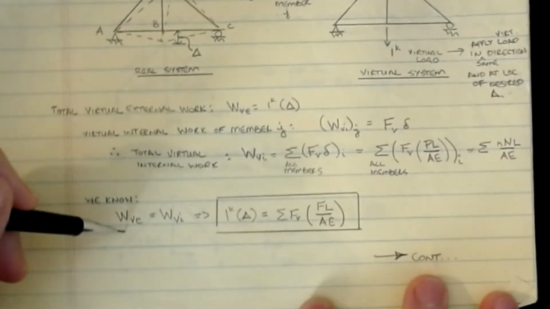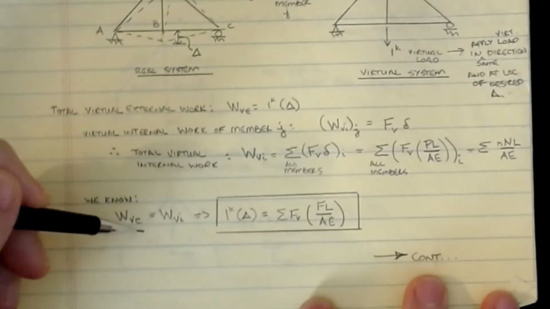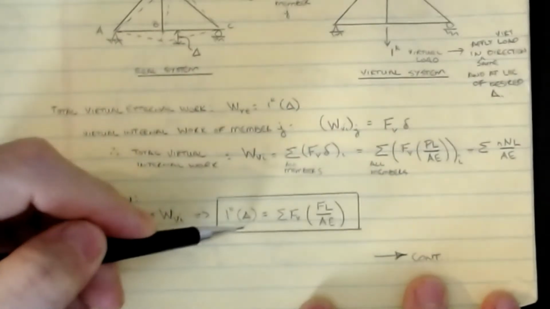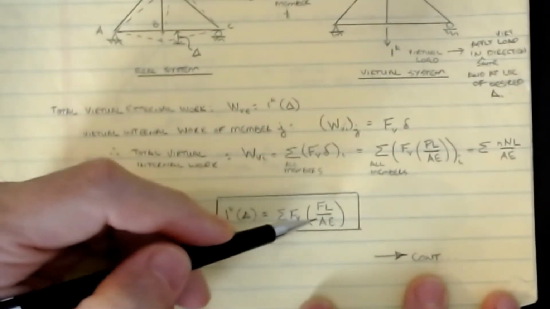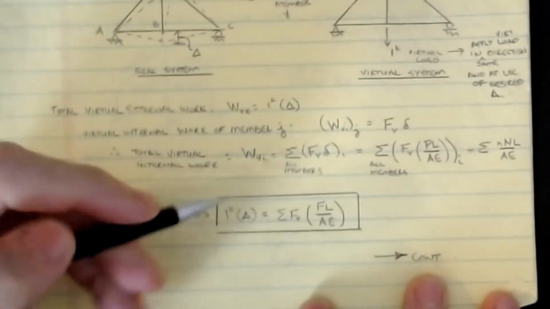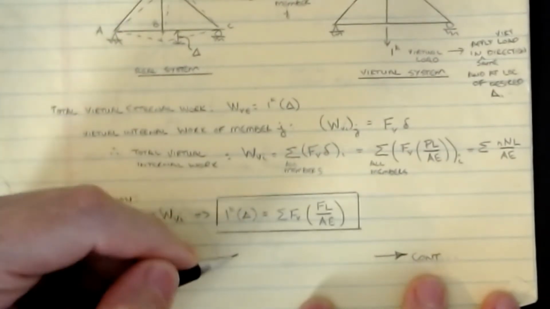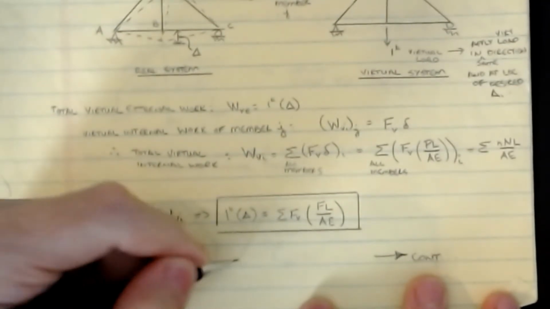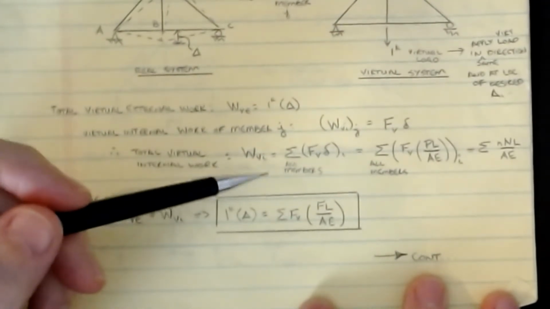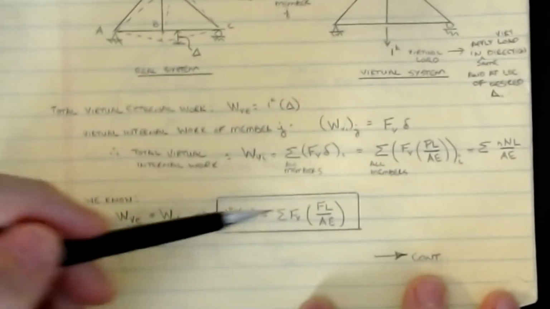And if we're doing a virtual external and then virtual internal, then these two have to be equal to each other, which means that 1 times the delta that I'm after is equal to the sum of FV times FL over AE for this guy. And since this is a unit load, I can solve this for delta equal to some particular value.